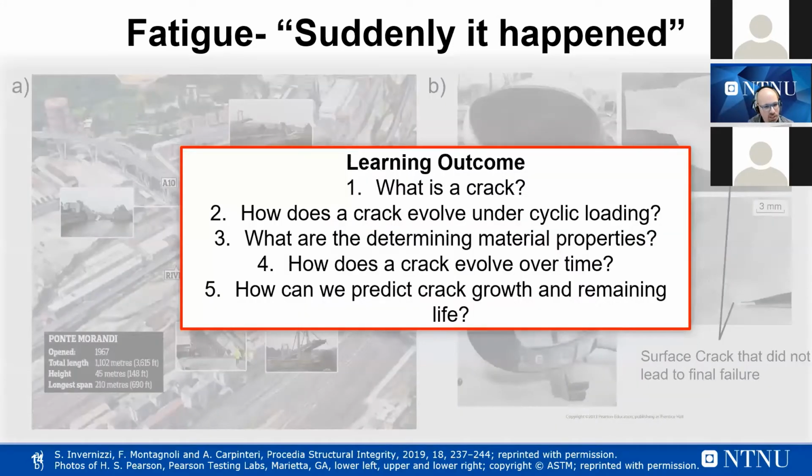So in the first part of the lecture, I will briefly discuss what a crack is, how the crack evolves under cyclic loading, what the determining material properties are, how the crack evolves over time, and how we can predict the remaining life of a component if we have a crack. Very basic concepts that you should know, but I think it is important in any case to mention them again here.